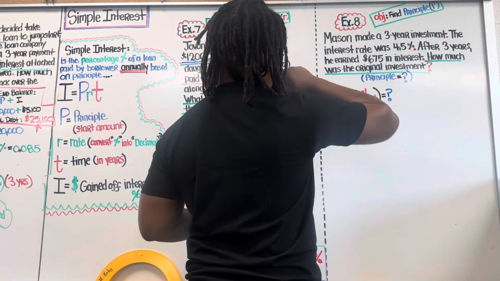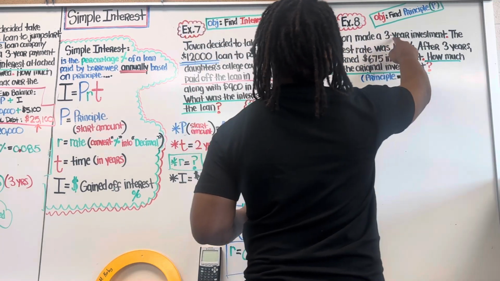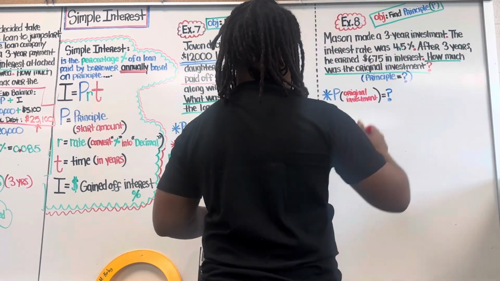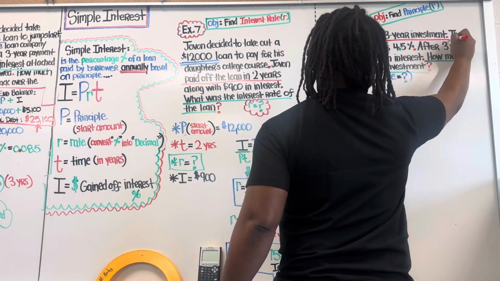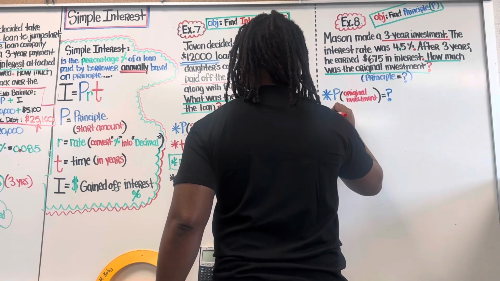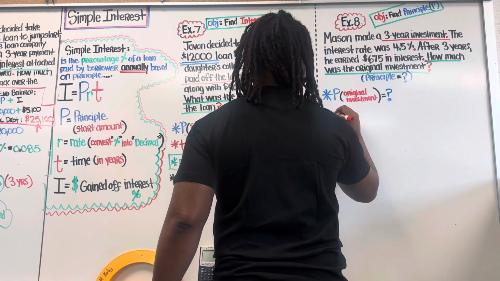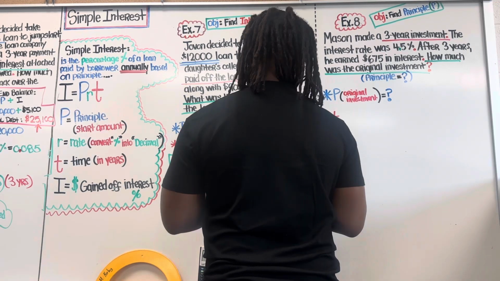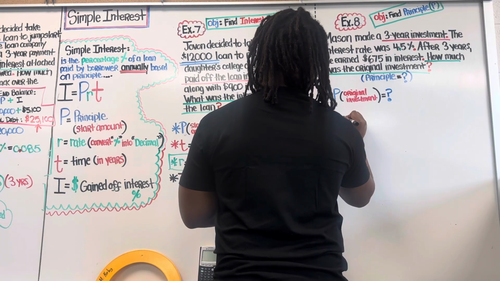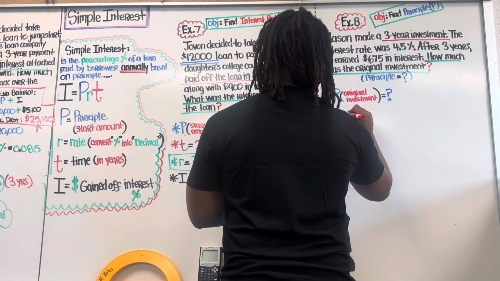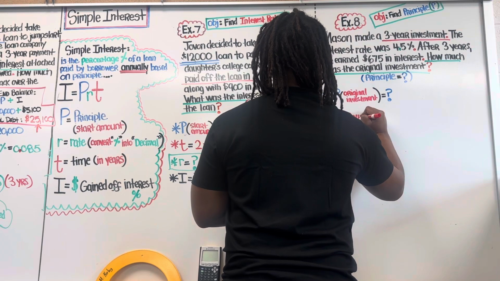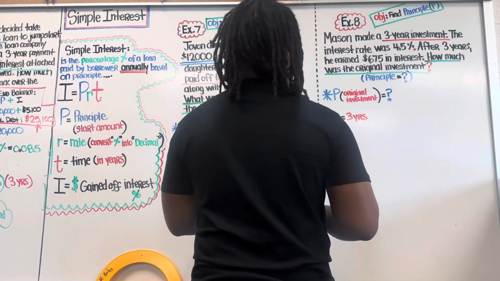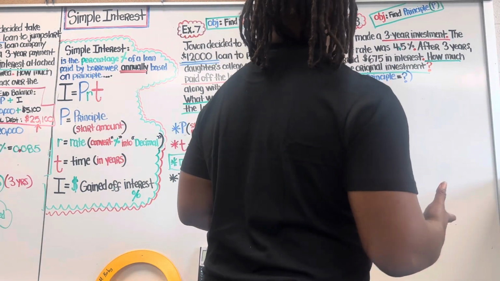Let's start off with the problem again. It says Mason made a 3-year investment. So they gave us the time span. The time span is 3 years, so T equals 3 years.